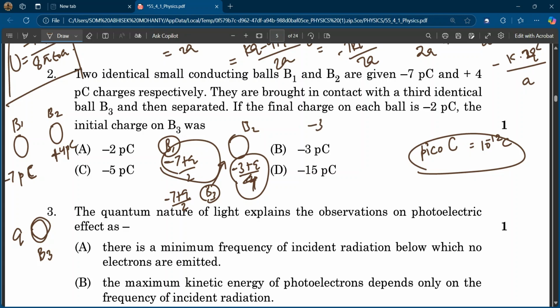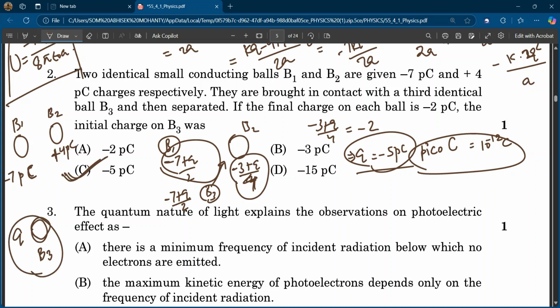The final charge on each ball is minus 2. So (minus 3 plus Q) by 4 is equal to minus 2, so Q is minus 8 plus 3, that is minus 5 picocoulomb, which will be the answer. B2 is the last one being touched, so it's minus 2 here. (minus 3 plus Q) by 4 equals minus 2. That's why minus 5 picocoulomb is the correct answer.